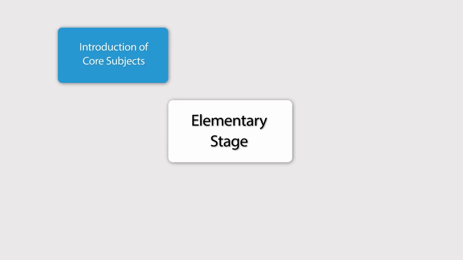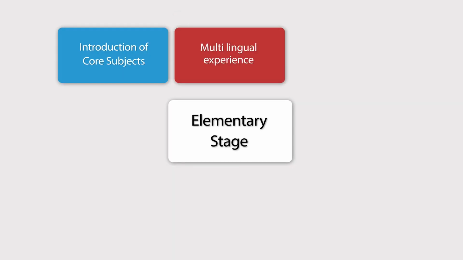But at the elementary stage, especially at the upper primary stage, you will find that the core subjects are introduced, meaning the learners will get the basic knowledge of mathematics, of environmental studies, of social sciences, basic knowledge about the society, about the community, and at the same time languages also. They will also acquire different language skills. Then further, they also get multilingual experience, especially at the elementary stage of school education.